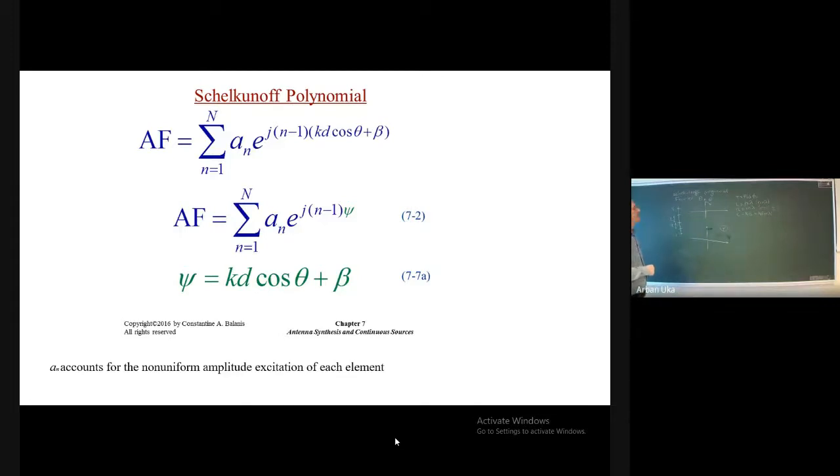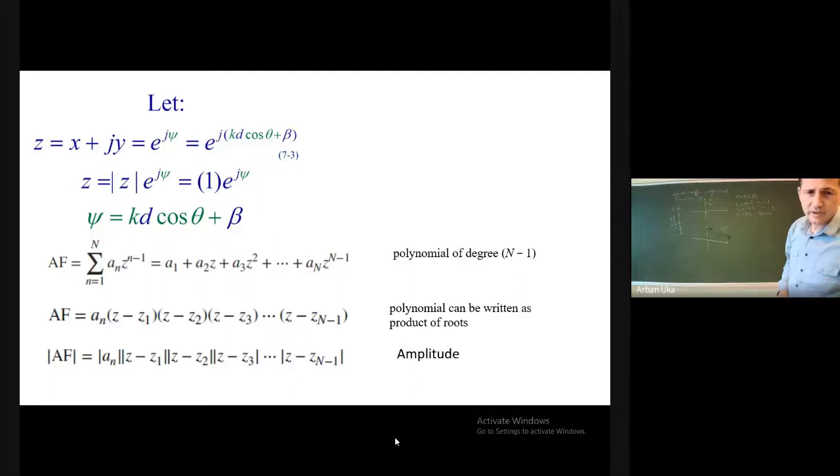And whenever we put some constraint on the radiation pattern, we should really follow carefully which one of these parameters we are putting the constraint onto. So initially we give the psi, we can see it from the slide, equation 7.7a. This really shows how the psi depends on these two factors, d and beta.